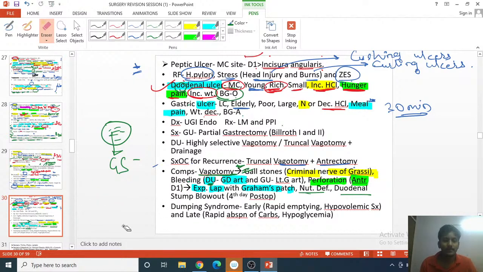Then coming to dumping syndrome, on which there were questions earlier also. So dumping syndrome is of two types: early dumping syndrome and late dumping syndrome. Please remember. Early dumping and late dumping syndrome. Just remember two or three things.